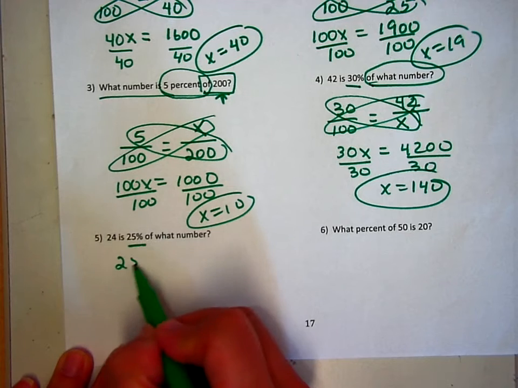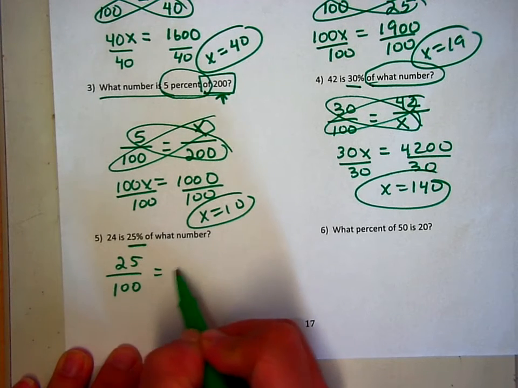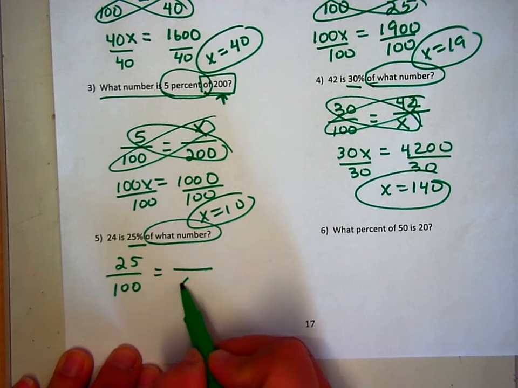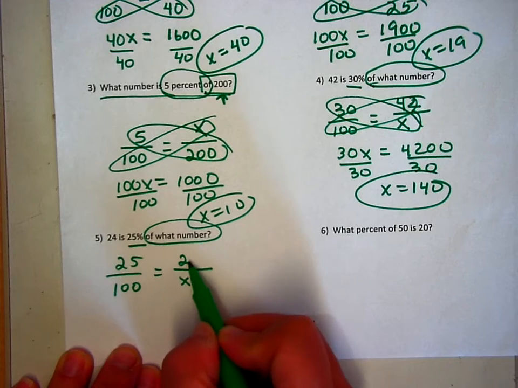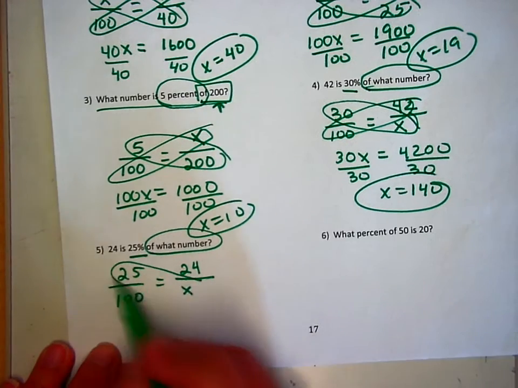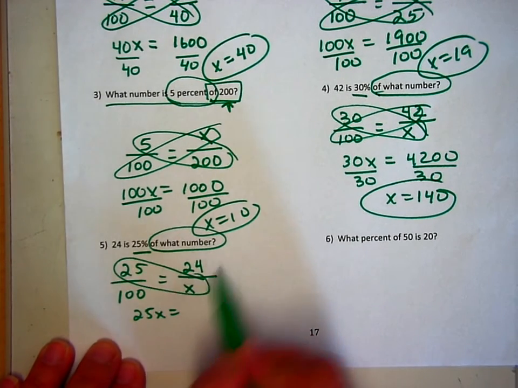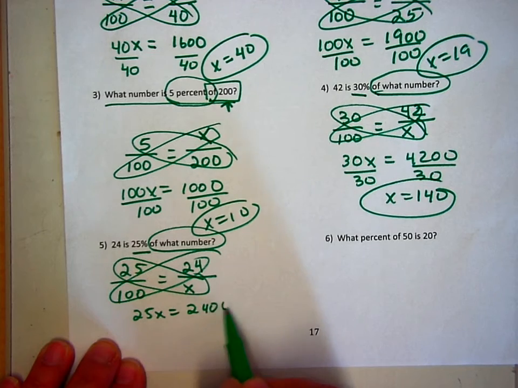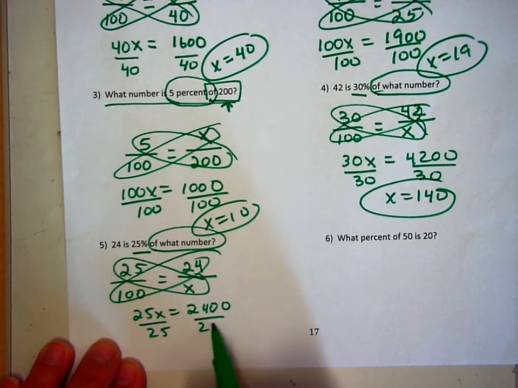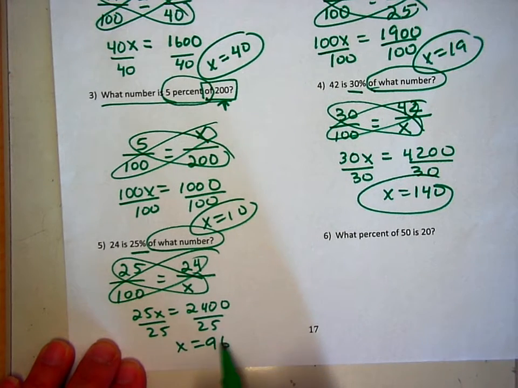Percent is 25%, so 25 over 100. I don't know what that total is. Of what number goes on the bottom? 24 goes on the top. 25x equals 2400. Divide, divide, x equals 96.